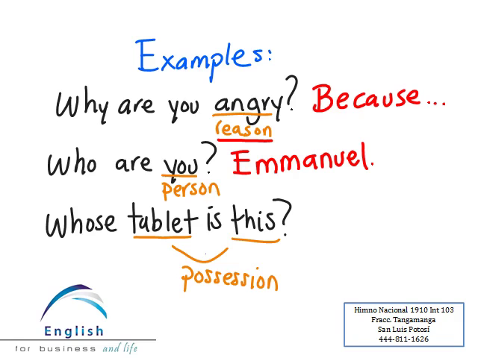Okay, let's imagine that we see a tablet laying on a table, and we want to know whose it belonged to. And we would answer, well, that tablet is Brenda's. Okay, so we ask for possession, we answer with possession. Very nice. You can ask your teacher for further examples, but these are very simple ones.